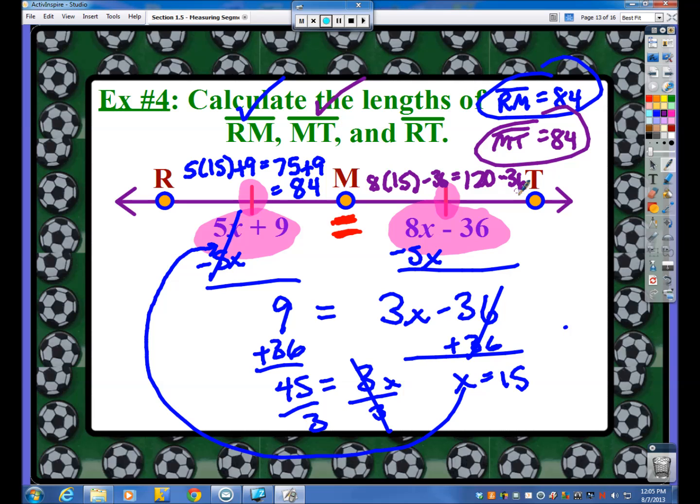RT is the whole thing. Well, I know RM's 84 and MT's 84, so really the only thing I need to do to get the whole thing, RT, is really just 84 plus 84, which is 168. And that'd be the third thing I'd circle. And check mark, I have solved for everything that I was asked to calculate.